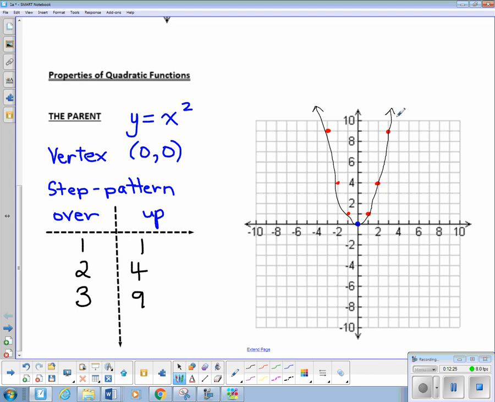So this is the parent, and in a sense, this is what I really need to remember to graph almost everything. Now I'm going to stop this video, and then we're going to look at what happens if my equation is not the parent. We want to see how I could graph it then.